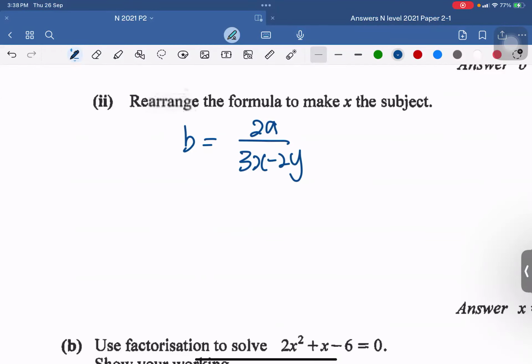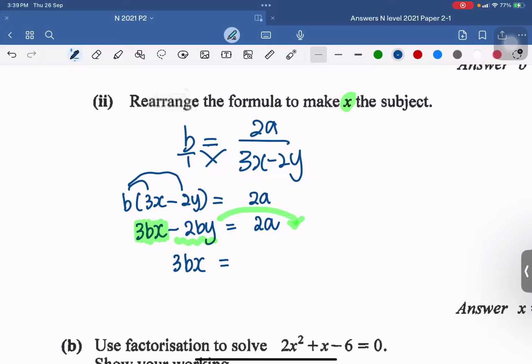Yes. I want to arrange to make x the subject. So I must put all the terms with x together. In this case, this is the only one with x. Then what do I need to do with the negative 2by? Bring over, become positive 2by. Correct. So 3bx equals 2a plus 2by. Then now I only want the letter x. What is their relationship here?